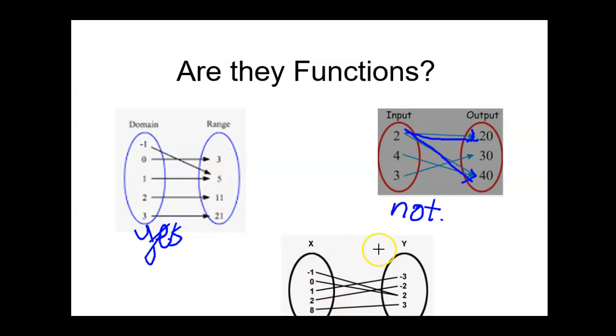Okay, on my third one here, I have -1 goes to 2, 0 goes to 2, 1 goes to -3, 2 goes to -2, and 8 goes to 3. Again, 2 inputs go to the same output, but that's okay as long as each input only goes to one output. So -1's only output is 2, 0's only output is 2, so yes, this is a function.